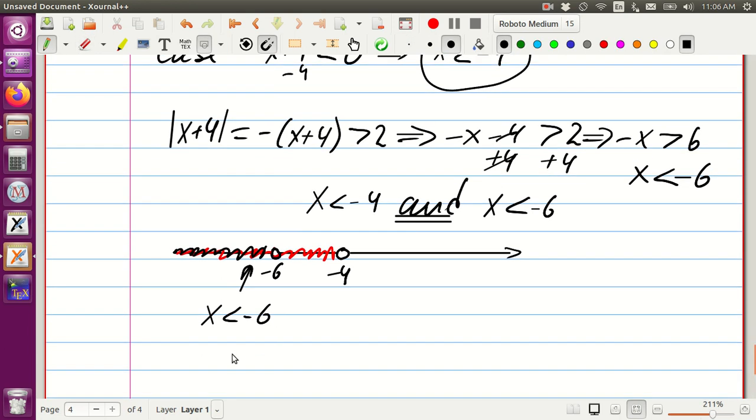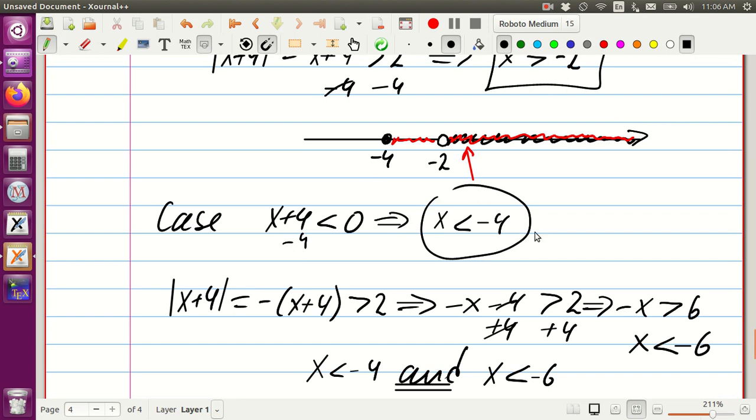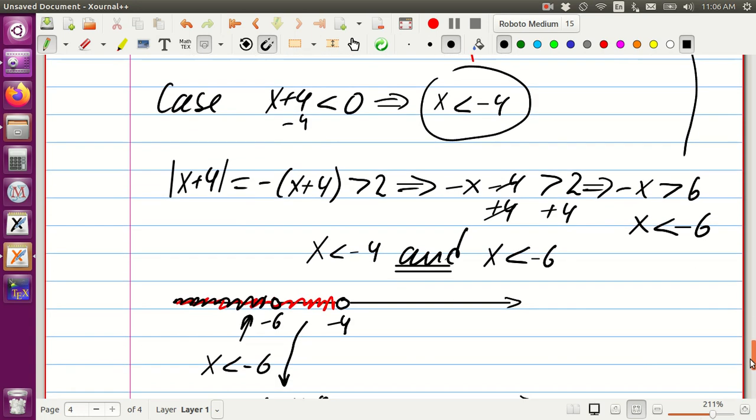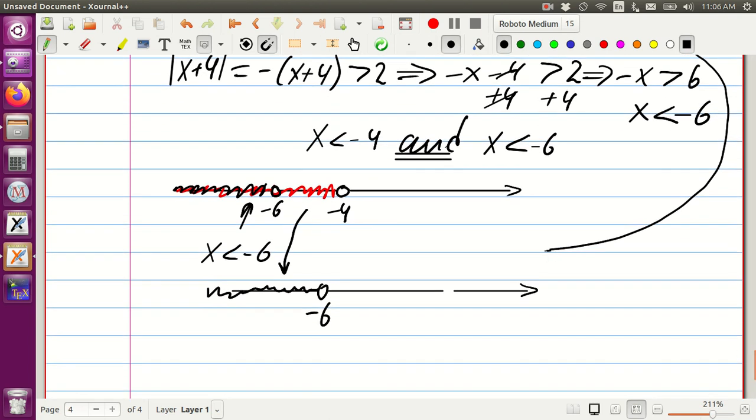Finally, we put all these answers together. One solution is from -6 all the way to -infinity. And from the first answer, x is greater than -2 comes down over here, a little bit lower, sorry. It comes down over here, so -2 all the way to +infinity. All right, but we always write our answers from left to right.